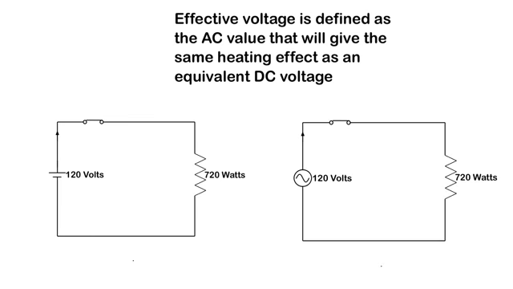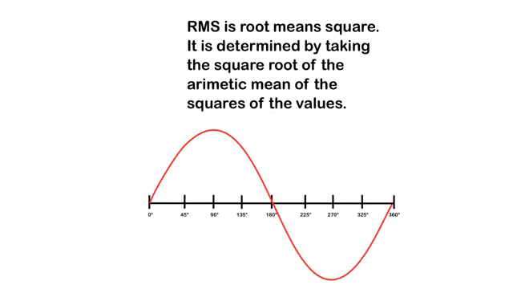What they did is they took that voltage and they cranked it up until this started dissipating 720 watts. When it started dissipating 720 watts, they stopped and said, okay, why don't we just call that 120 volts AC, which is the same value as it is DC, to dissipate heat at the same rate.